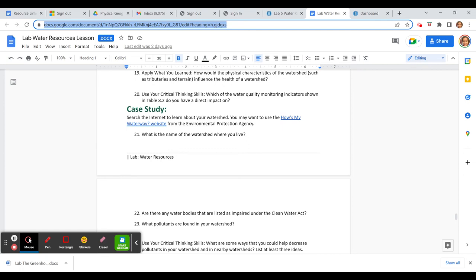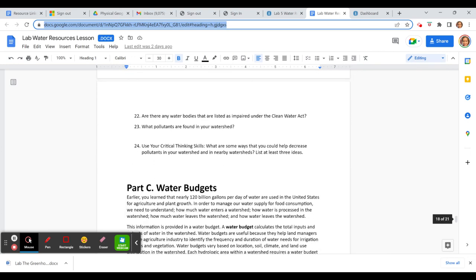What you're going to be doing for this lab is going in and looking at your waterway. You will click on here, you will say where you live, and then you're going to answer questions based on what you have found from where the water is where you live.